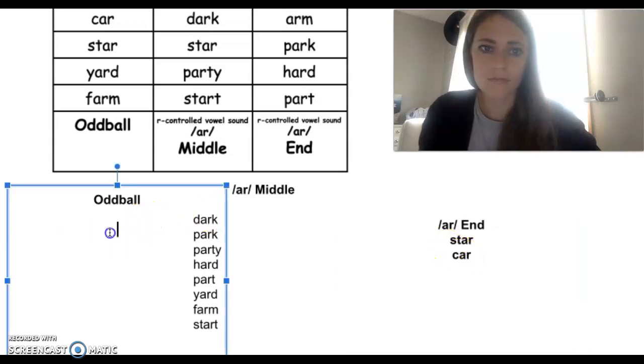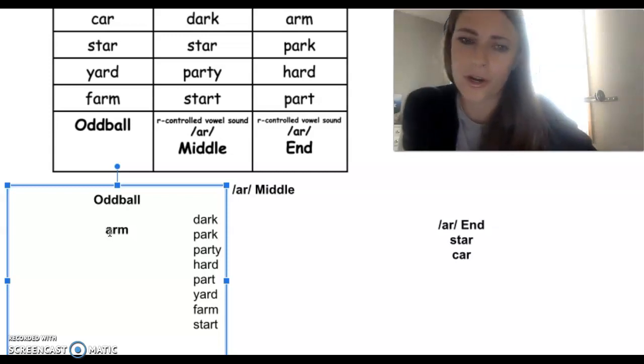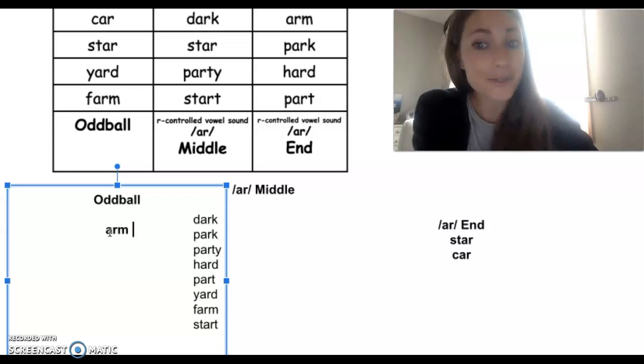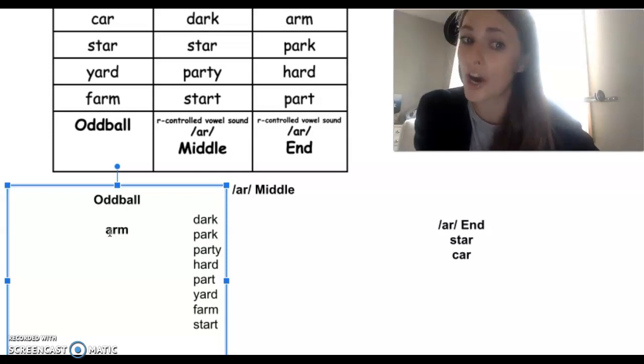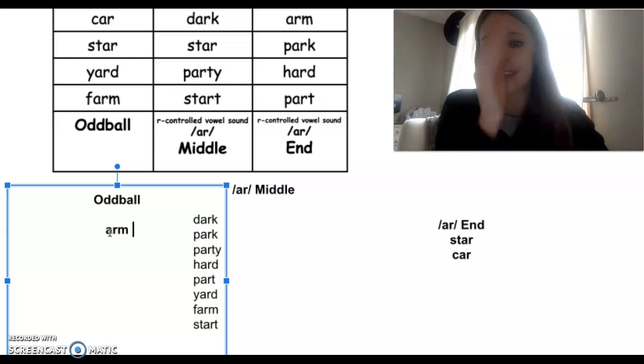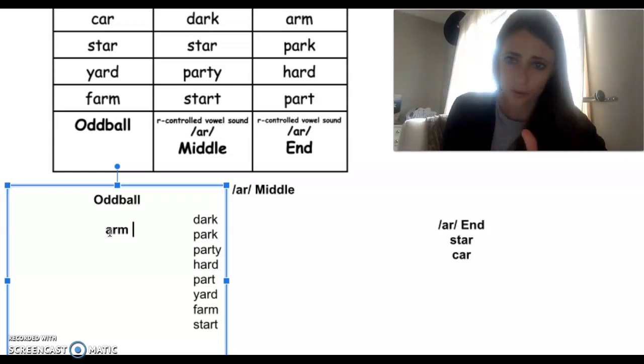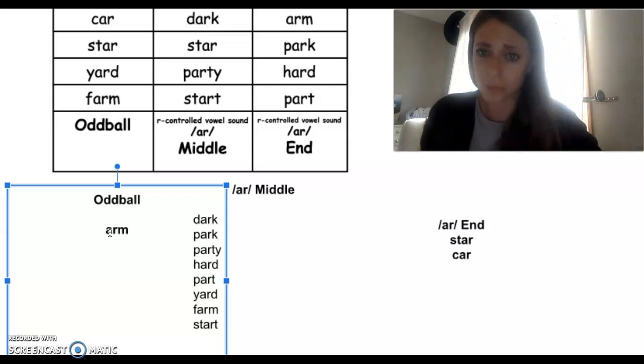Okay. Oddball. What do you think the oddball word is? Arm. Why do you think arm would be the oddball word? Because you hear the R sound where? At the beginning. So that's the oddball word. You hear R in the beginning of the word. And usually the R sound is at the end or in the middle of the word. But for this word, it's at the beginning.